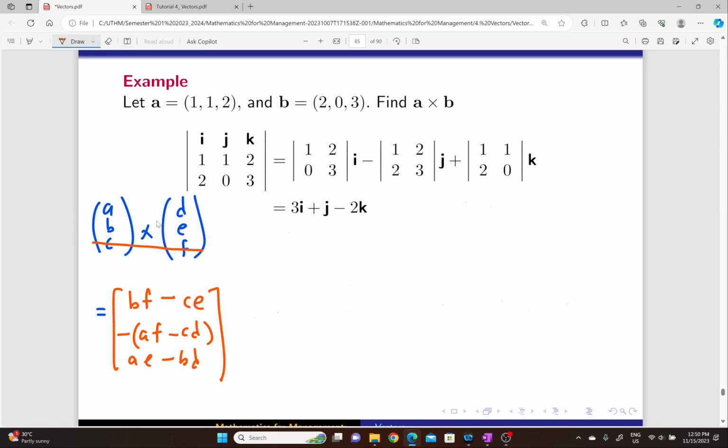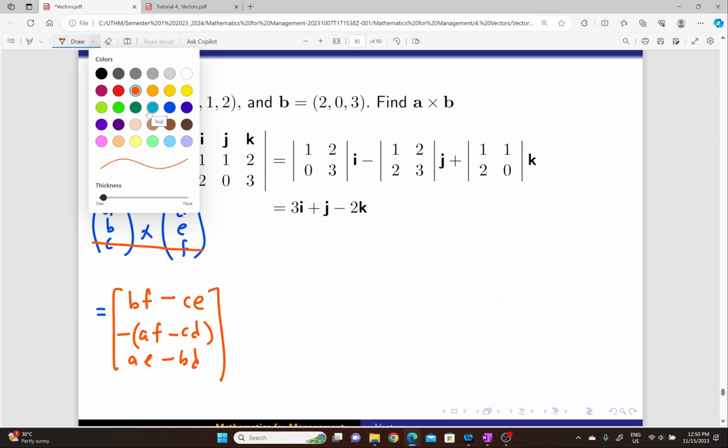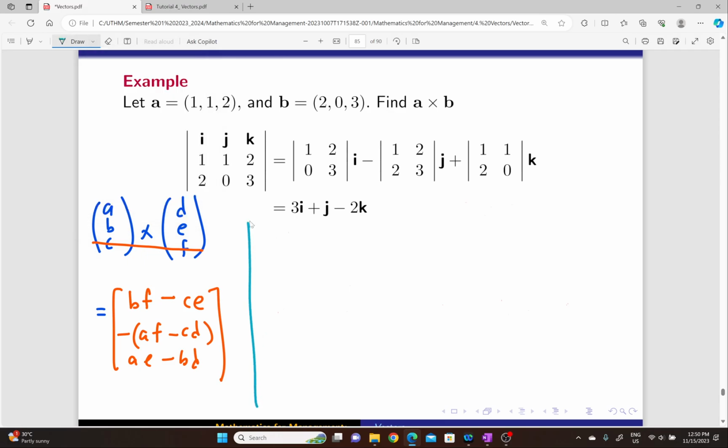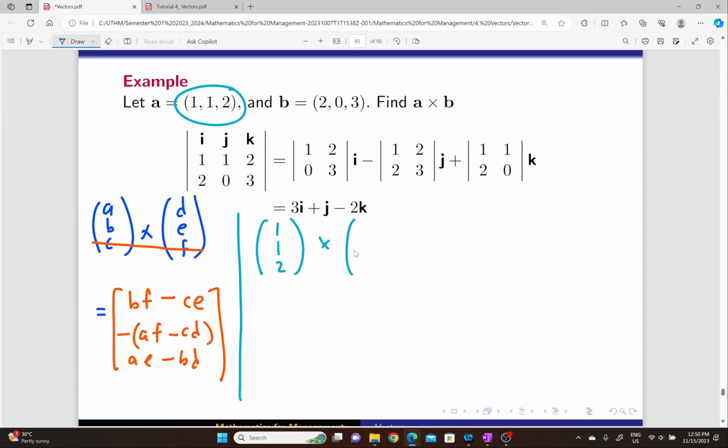You can also use this method to quickly get the solution. Later on, once you get it, you can write in terms of i, j, k. So if I want to do this now, my vector is 1 1 2 cross 2 0 3. What is the formula? I cancel this. What is this? 3 minus 0.